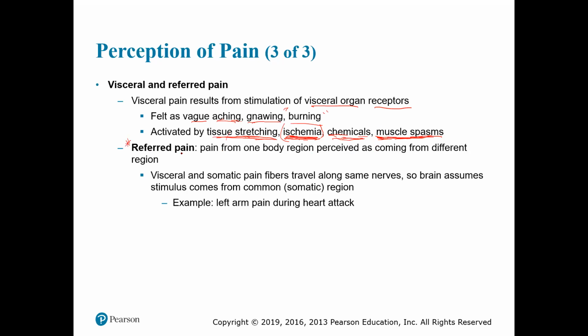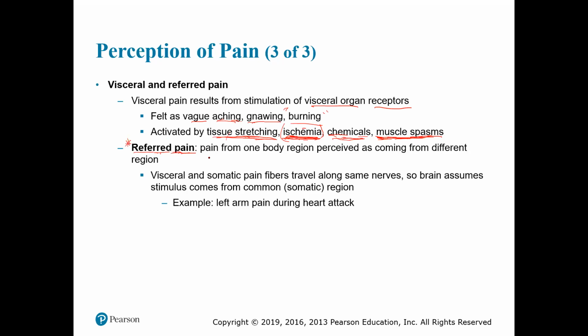Referred pain. The referred pain is like I mentioned before, like if you have ischemia in your heart, you can feel chest pain, but you may also feel pain down your left arm or up into your jaw. So the pain is coming from one place, like the heart, but it's causing perception of pain down your arm. The problem is not your arm, it's the heart.